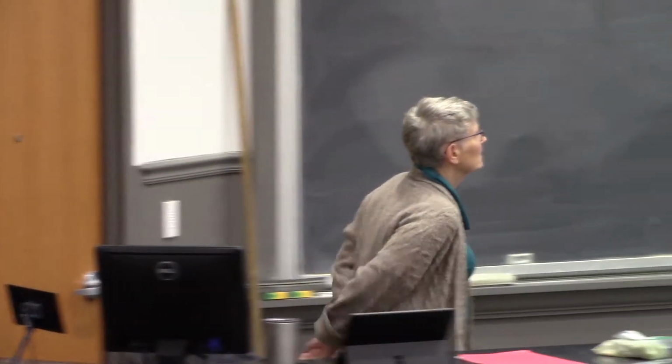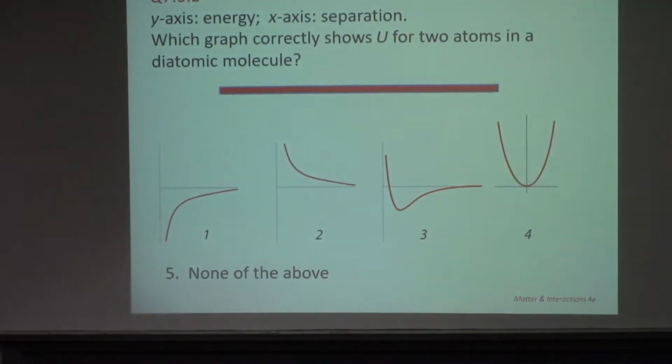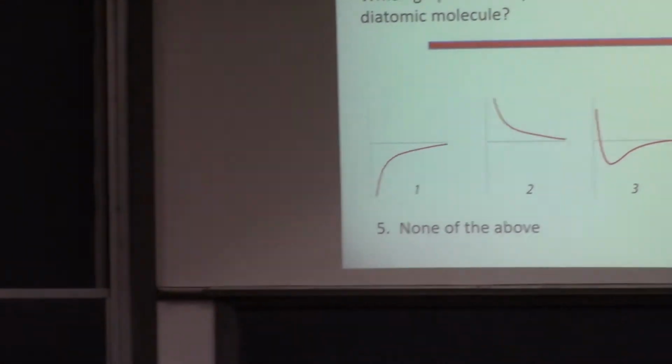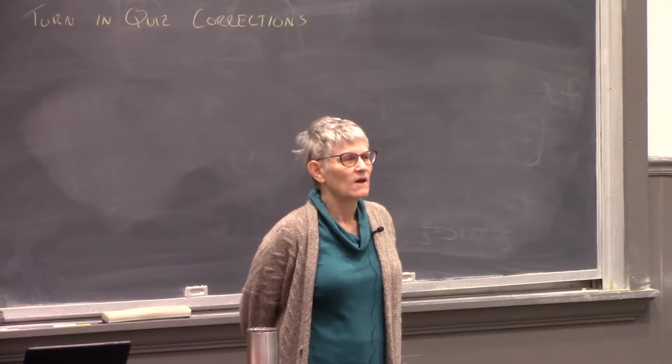Which graph is the closest to the potential energy of a system of two atoms that are bonded together, like O2 or CO or something like that, two atoms in an N2, a diatomic molecule? Which of these graphs is the best representation of potential energy for that system? Okay, so what's the answer? Okay, so we have some disagreement here.